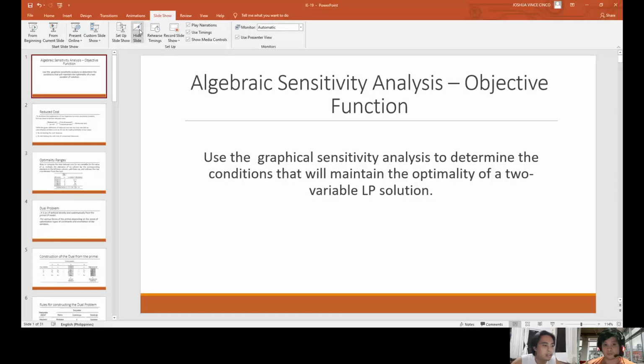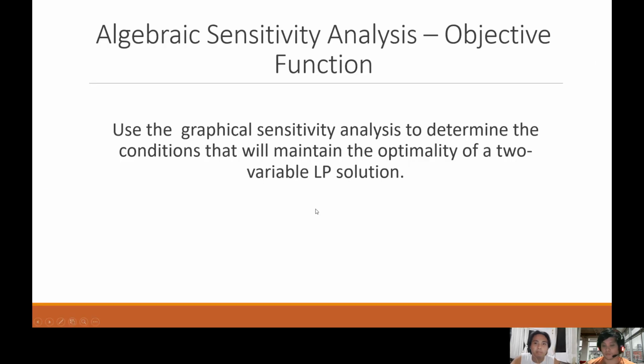Activity 1, algebraic sensitivity analysis objective. So for this part, use the graphical sensitivity analysis to determine conditions that will maintain the optimality of the input variable at LP.